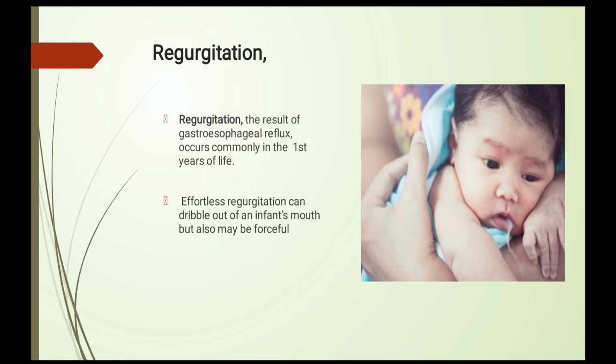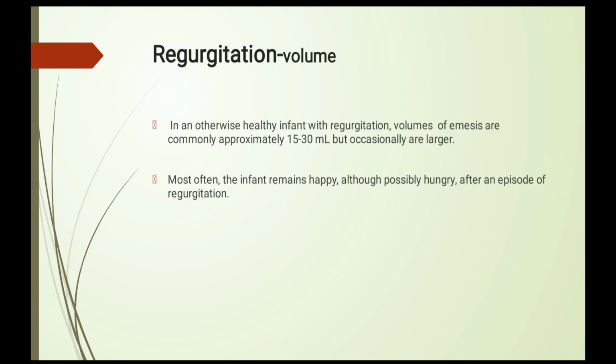Regurgitation, the result of gastroesophageal reflux, occurs commonly in the first years of life. Effortless regurgitation can dribble out of the infant's mouth, but also may be forceful. Many parents bring their baby with a complaint that he vomits frequently. Sometimes the vomitus is small, sometimes it is large. If we receive such an infant, we will examine the patient. First we will take a history about the volume of the regurgitation. In regurgitation, the volume of milk vomited should usually be 15 to 30 ml, but occasionally it can be larger.